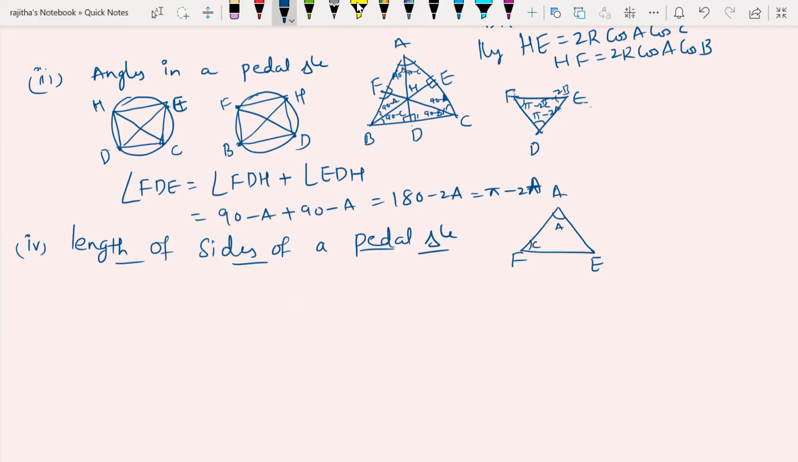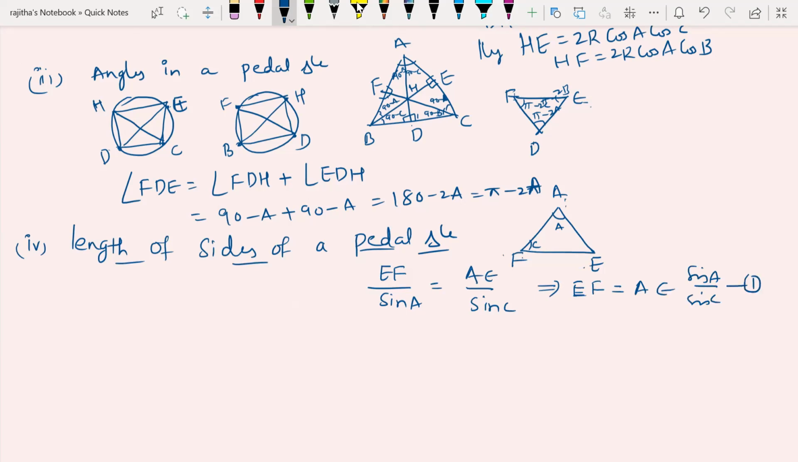So what is the sine rule? EF by sine A is equal to AE by sine C. EF is opposite angle A, AE is opposite angle C. Simply, EF is equal to AE into sine A by sine C. That is equation 1, which you have to take.